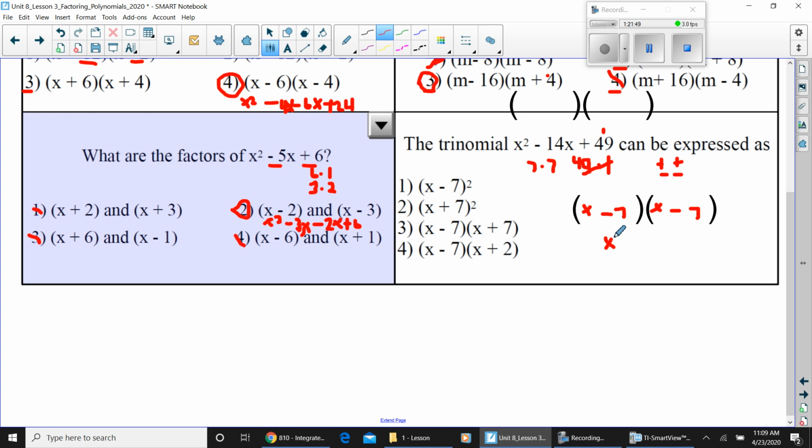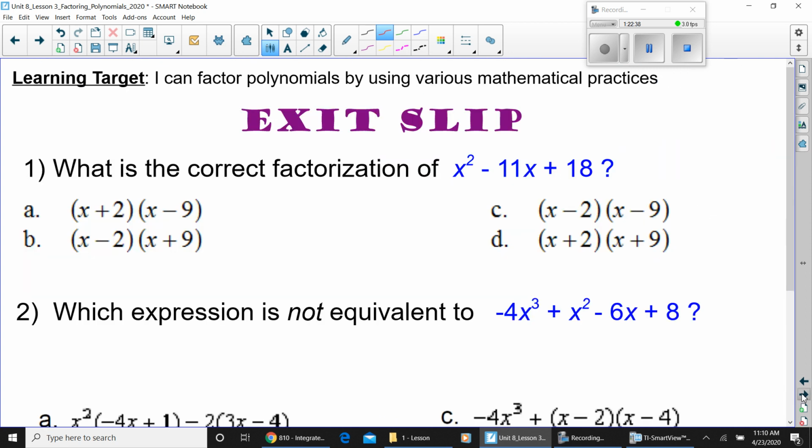All right, so let me just check though. X times x is x squared. X times negative 7 is negative 7x. Negative 7 times x, which is right in the middle, negative 7x. And then negative 7 times negative 7 is a positive 49. And that would equal this. Negative 7x and negative 7x would be negative 14x. All right, so this is out, that's out, because this is negative 7, positive 7. This is x plus 7 times x plus 7, that's out. This is x minus 7 times x minus 7, so 1 is your answer, and that is that.